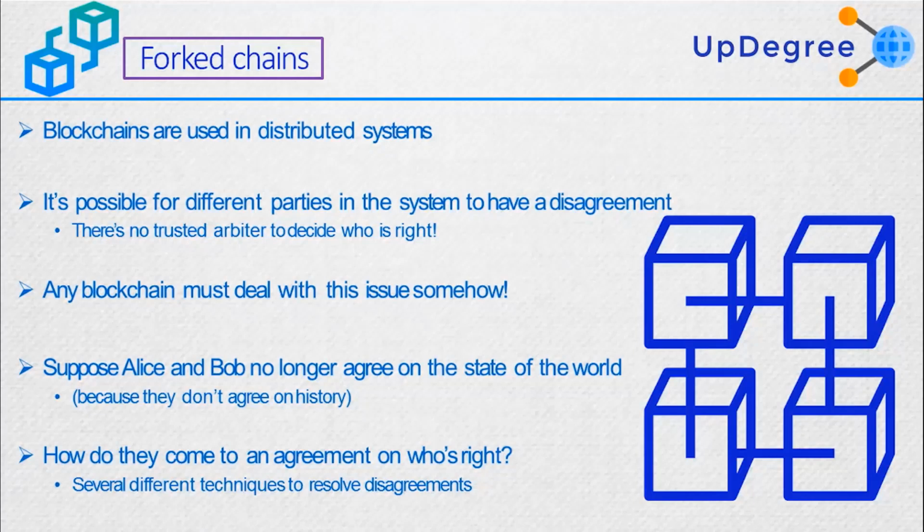That's why they say in Bitcoin, 51% is agreement. So there is no trusted arbitration, right? That's one of the uniqueness, and any blockchain must deal with this. That means there are Alice and Bob. They no longer agree on the same state of the world because they don't agree on history. So here you have to decide who is right.